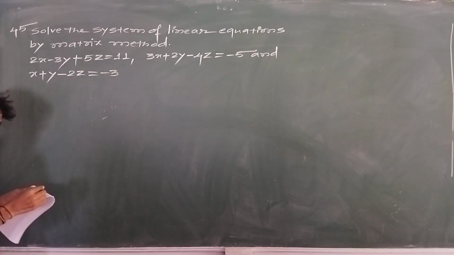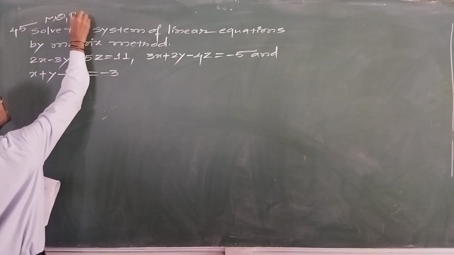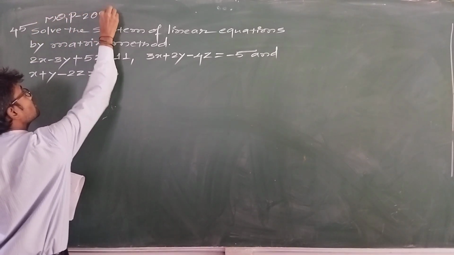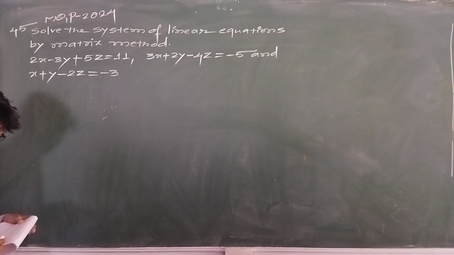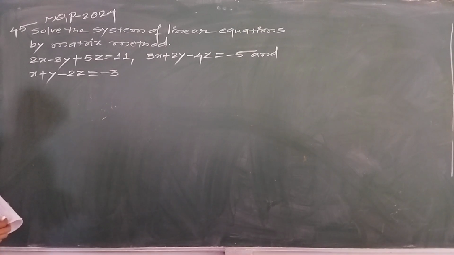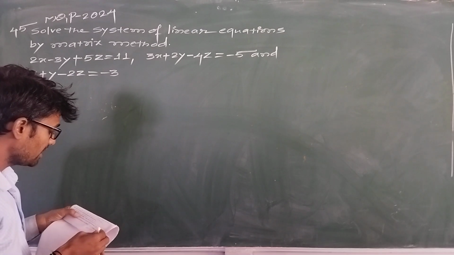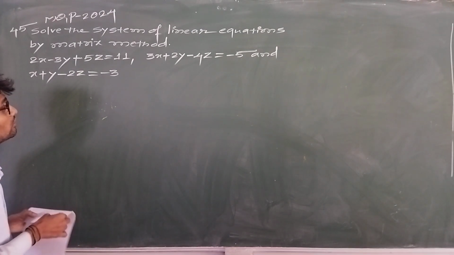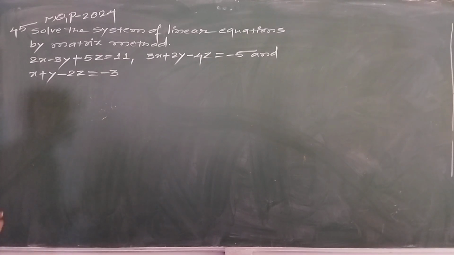It is in the model question paper 2024. I repeat the question once again. Solve the system of linear equations by matrix method. 2x minus 3y plus 5z equal to 11. Next one is 3x plus 2y minus 4z equal to minus 5 and x plus y minus 2z equal to minus 3. So these are the given system of equations.